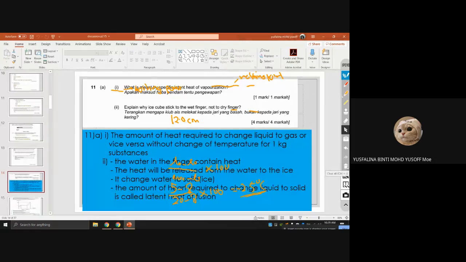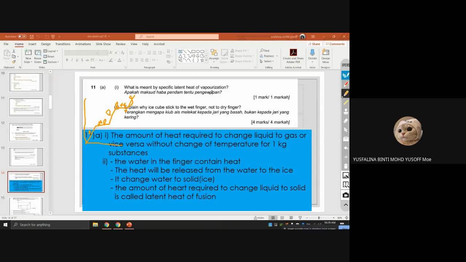What does it mean by specific latent heat of vaporization? Latent heat means there is no change of temperature. So remember the graph, right? The graph should be like this. When the temperature is not increasing, so this is solid first, then solid plus liquid, and this one is liquid. This one is liquid plus gas, and this one is gas.